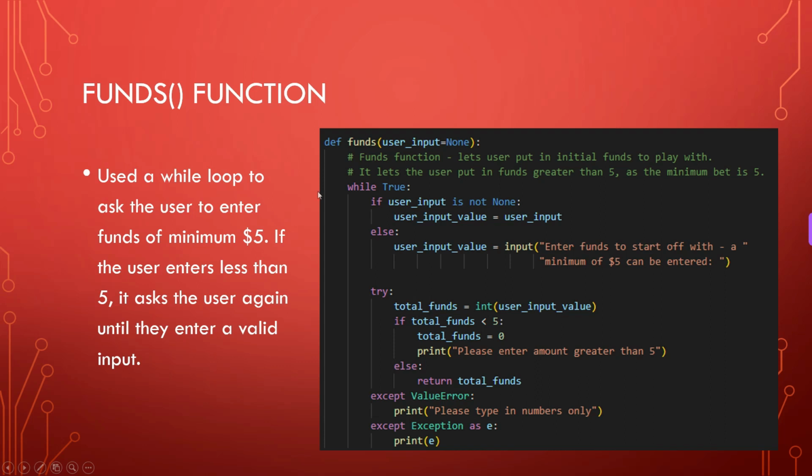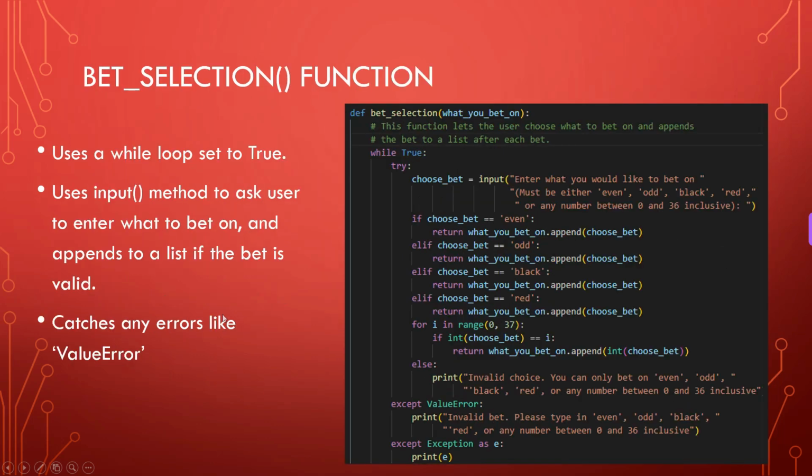The funds function, I use the while loop to ask the user to enter funds a minimum of $5. If the user enters less than 5, it asks the user again until they enter a valid input. So it also catches value errors as well if they enter something other than a number.